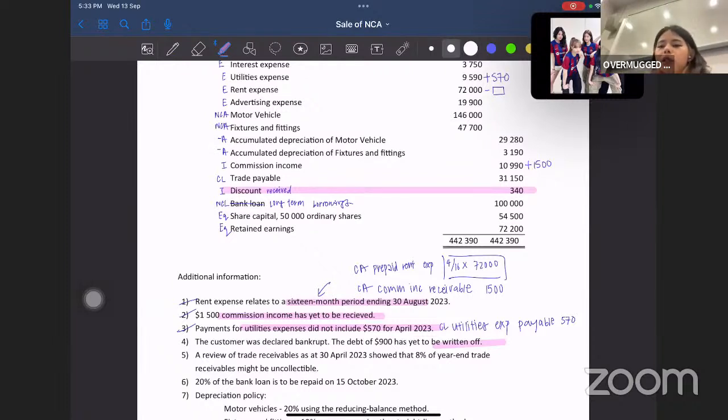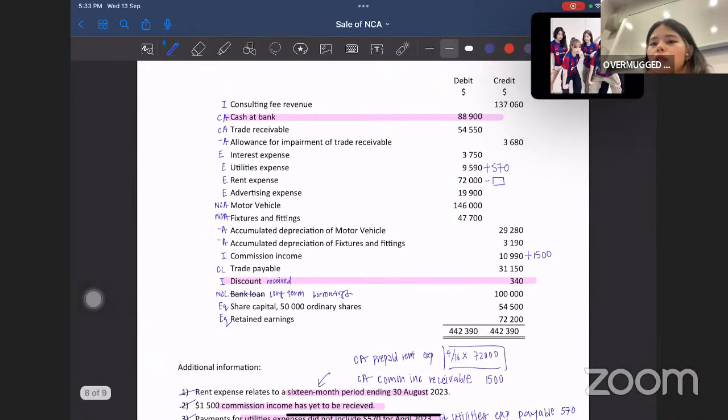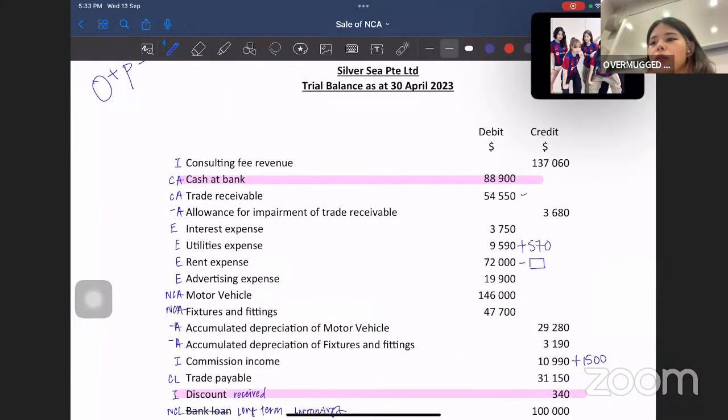So write off, this person is not paying you, so straight away minus allowance and then minus trade receivable. So you don't have to think. If you know it, you know it, right? Okay, so they wrote off 900. So I will just minus from trade receivable and I will minus from allowance.